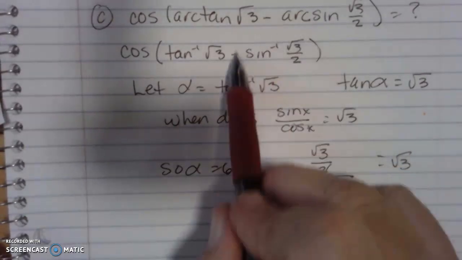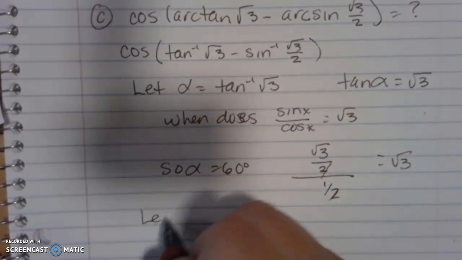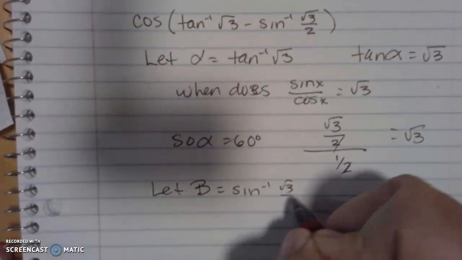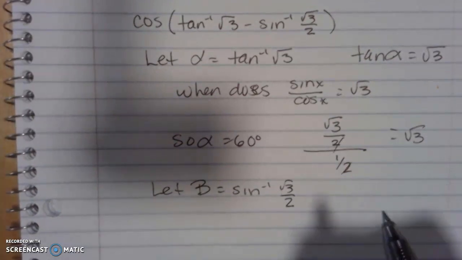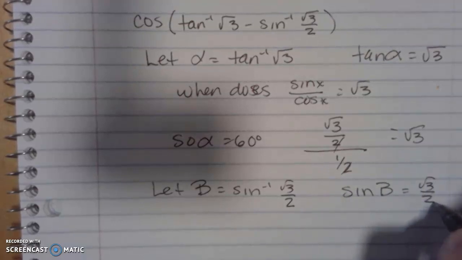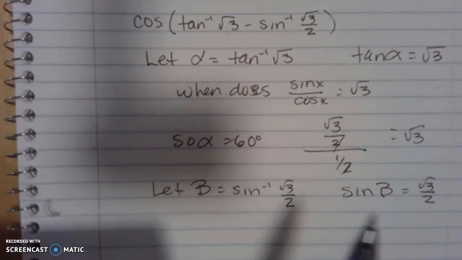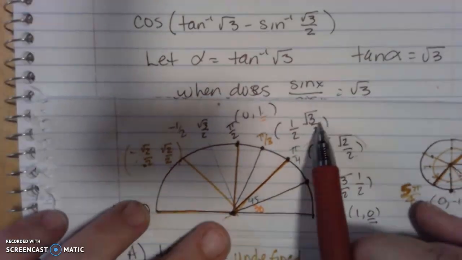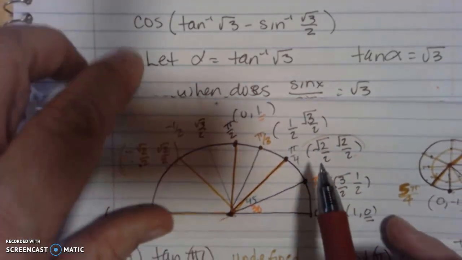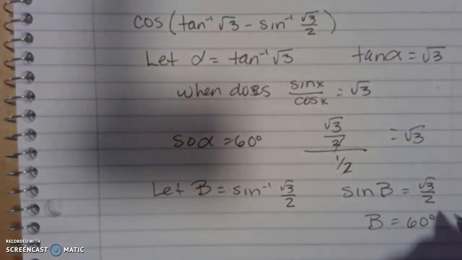And then now we're going to figure out inverse sine. Let beta equal inverse sine of radical 3 over 2. And this question is just, I could rewrite it as sine of beta equals radical 3 over 2. At what degree is sine equal to radical 3 over 2? Well, it's radical 3 over 2 here and at the 120. But again, it's defined in quarter one. So that means beta equals 60 degrees also.